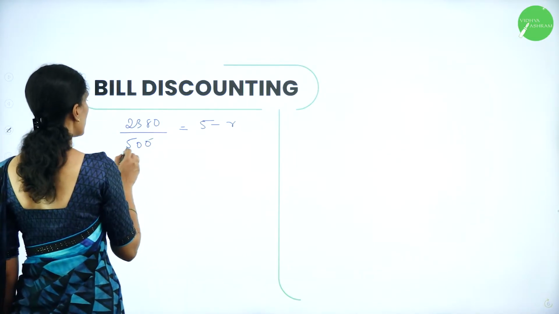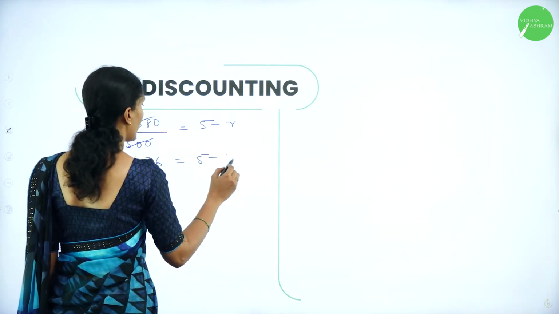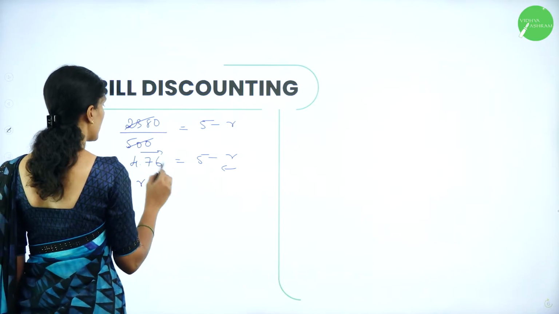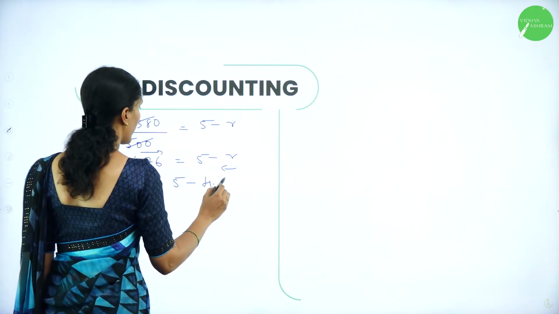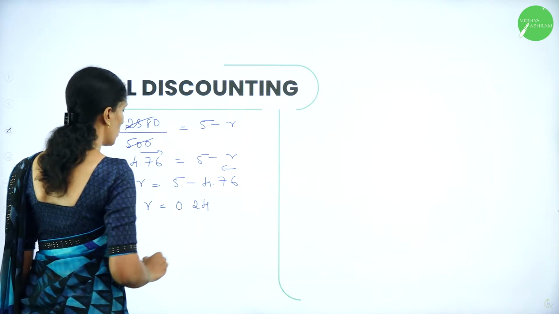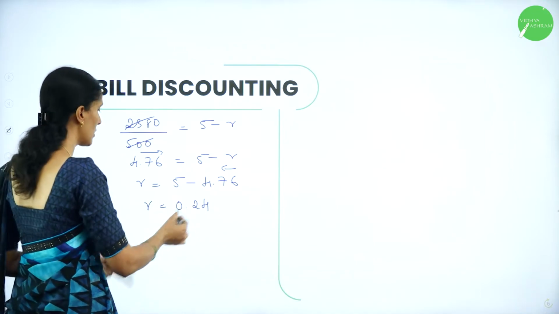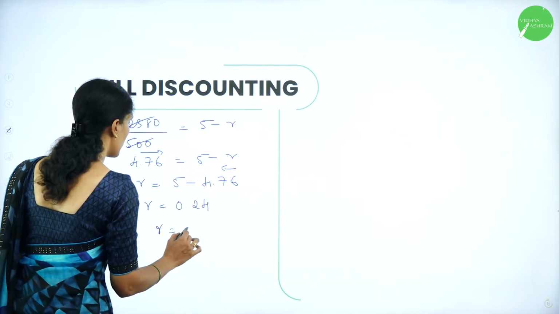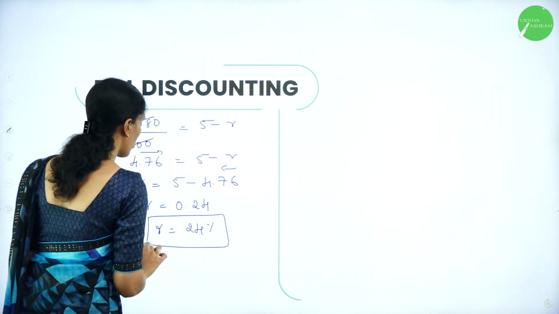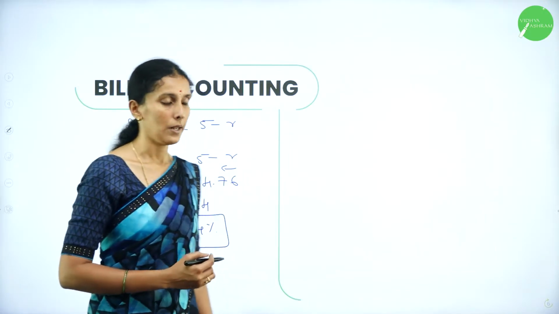So when you divide this, you will get 4.76 is equal to 5 minus R. When you shift R, this comes here, and shift this: 5 minus 4.76, or R is equal to 0.24. So when you convert it into percentage, you just multiply by 100. So R is equal to 24%. So this is the rate of interest for the given face value of the bill.